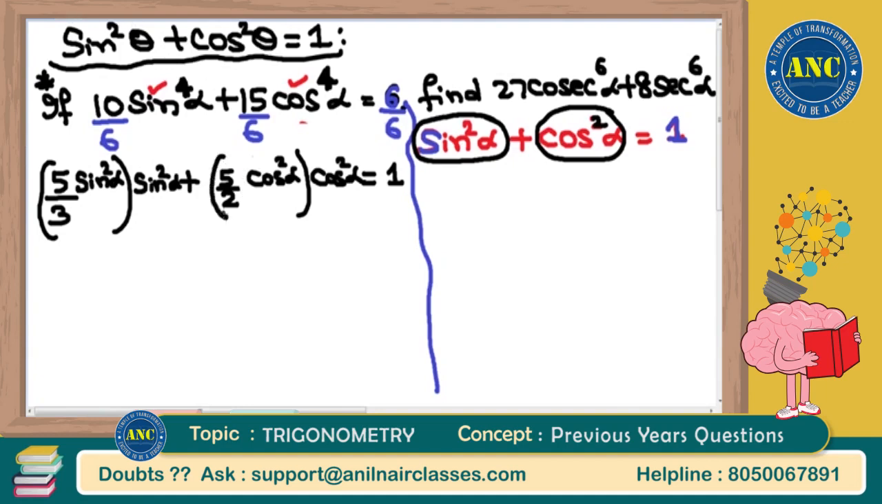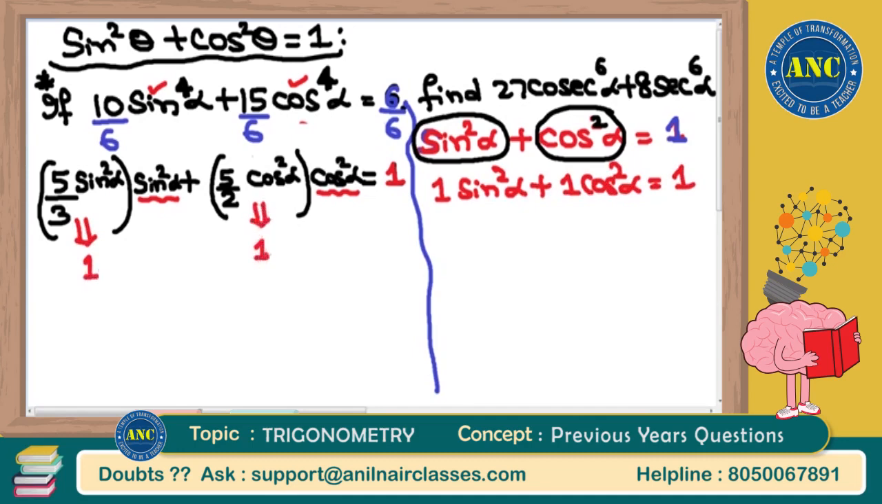Now think logically. I know that sine square alpha plus cos square alpha is equal to 1. That means the coefficient of sine square alpha is 1, and 1 cos square alpha, is equal to 1. That means this term in the bracket should be equal to 1. Similarly, this term in the bracket should also be equal to 1.